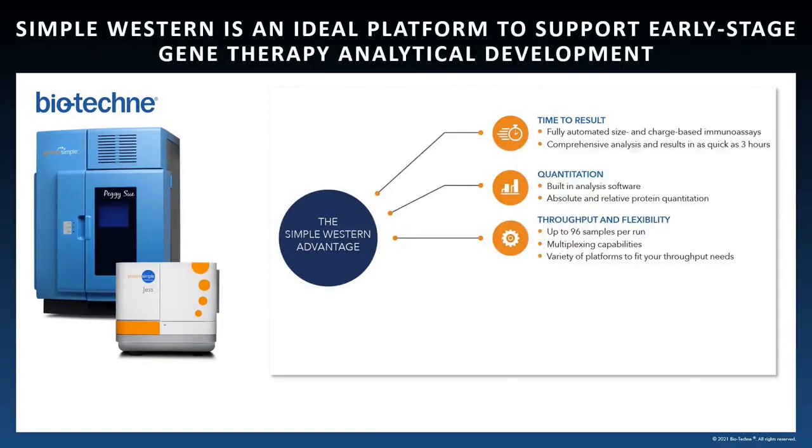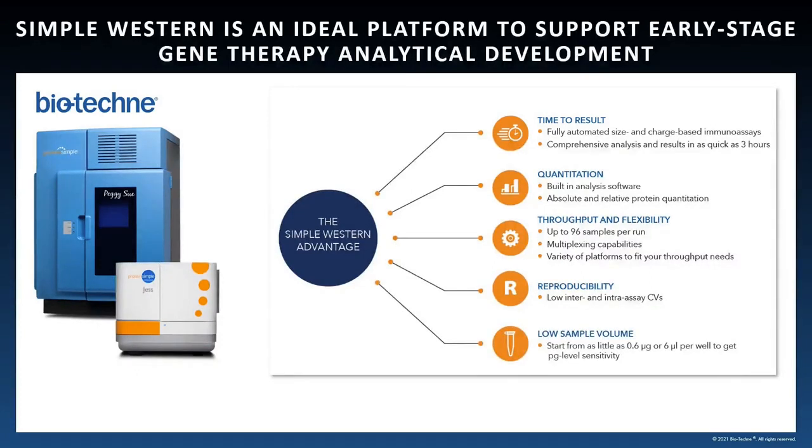The Simple Western platform has throughput and flexibility. We can run up to 96 samples per run, as well as having multiplexing capabilities for even more data points per capillary, as well as a variety of platforms to fit your throughput needs. The Simple Western platform features excellent reproducibility both within a run and between runs. And lastly, and quite important to this field, is low sample volume. You can start with as little as 0.6 micrograms or 3 microliters per well to get picogram level sensitivity.